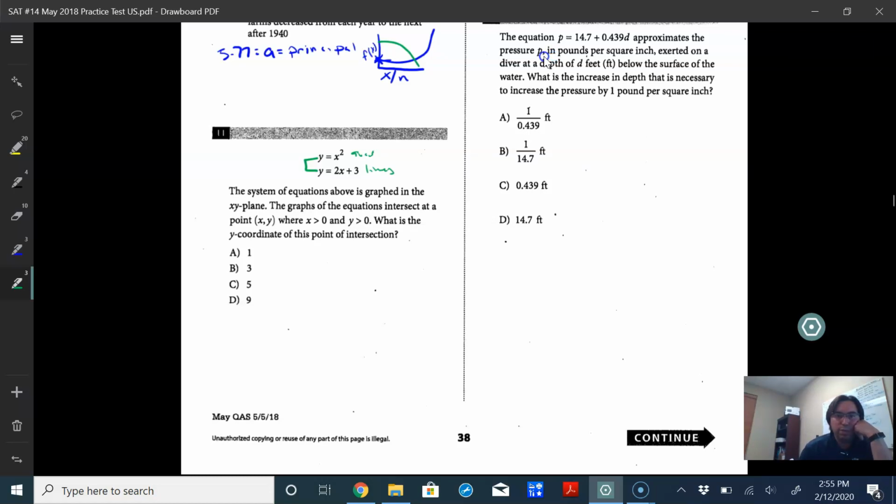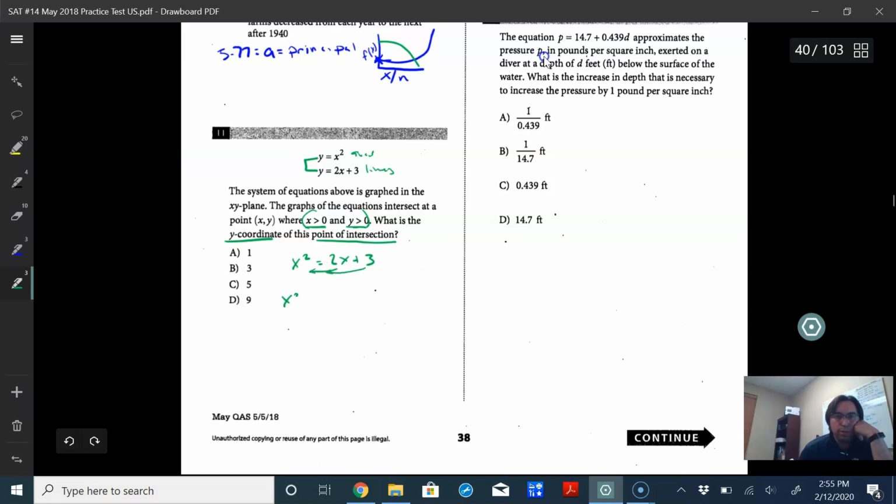It says the graph of the equation intersect at point (x, y) where x is greater than 0 and y is greater than 0. What is the y coordinate of this point of intersection? So we want to make sure we pay attention to these parameters here. So bridging them, we rewrite this expression as x squared equals 2x plus 3. I don't want to have a negative x squared, so we're going to move all these pieces to this side.